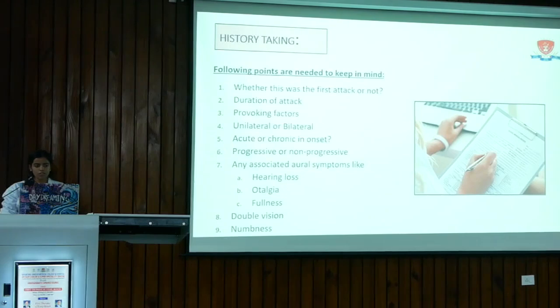The following points need to be kept in mind while taking the history of a patient who presents with a complaint of vertigo. Whether this was the first attack or not, the duration of attacks, the provoking factors, the laterality of the vertigo, whether it is unilateral or bilateral, onset, whether it was acute or chronic, progressiveness, and any associated otologic symptoms like hearing loss, otalgia, or aural fullness. Double vision and numbness are also checked.